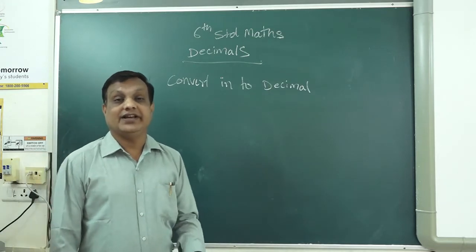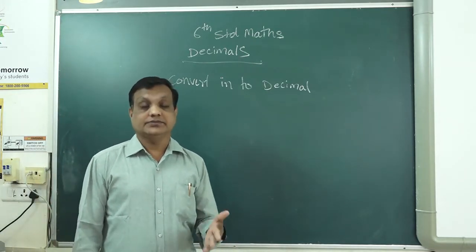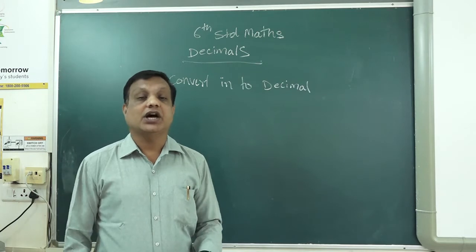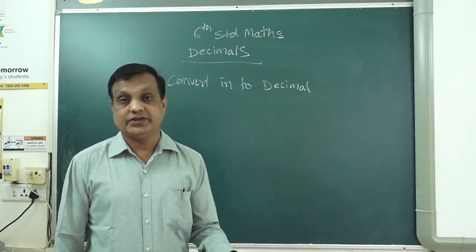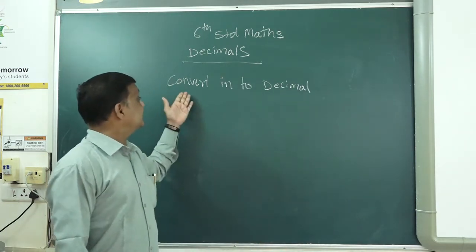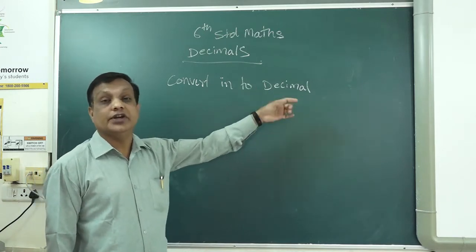In the previous class we learned some things about decimals: what a decimal is, how to convert a fraction into a decimal, and a decimal into a fraction. Now here we are seeing how to convert into a decimal. What do we convert into a decimal?